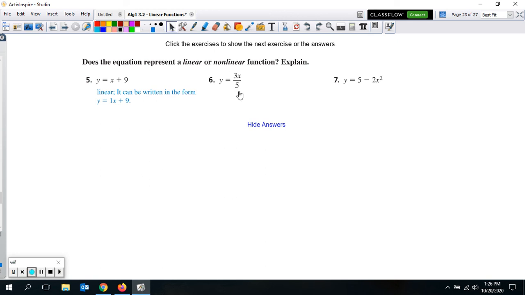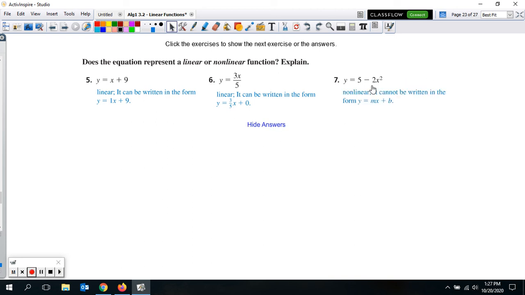Number 6, this one can be tricky because you have this fraction, but look at where the x is. The x is up here on top in the numerator, and that's okay. That is linear because you can show it like this, where you put the x next to the 3/5 fraction. So 3/5 is the coefficient multiplying x. Nothing's fancy happening to x, just being multiplied by a fraction.